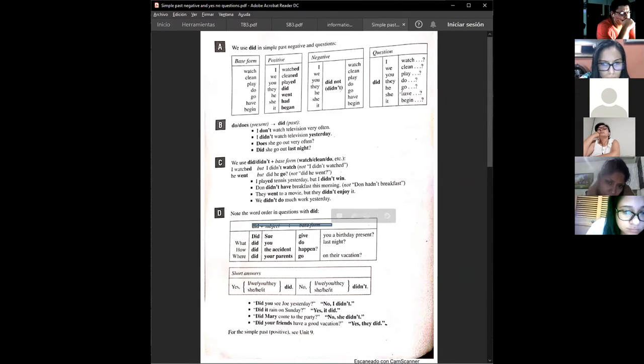Básicamente es esto de acá, de la sección A, pero para hacer una information question. In past, we use the same WH word: what, how, where, why, when. Okay, utilizamos siempre la misma WH question, más did, más el sujeto, más la forma base, y esto sería el complemento.